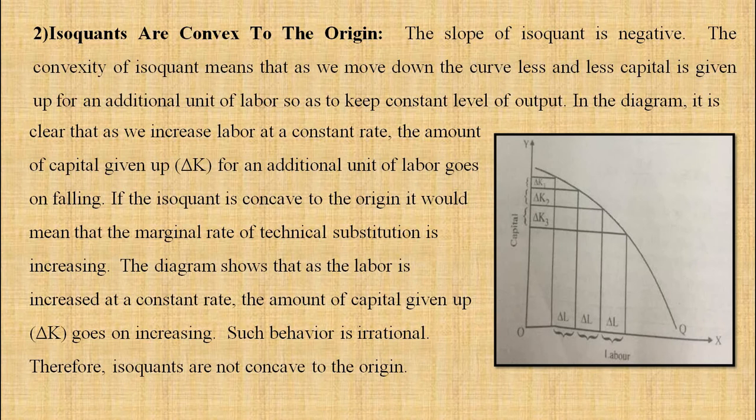If the isoquant is concave to the origin, it would mean that the marginal rate of technical substitution is increasing. The diagram shows that the labor is increased at a constant rate, while the amount of capital given up, delta K, goes on increasing. Such behavior is irrational. Therefore, isoquants are not concave to the origin, they are convex to the origin.